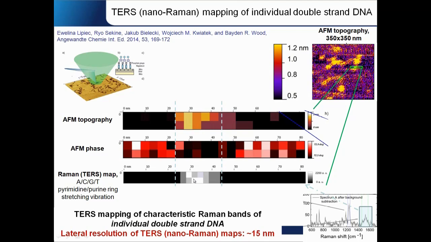That shows the reproducibility of the technique, and this is probably one of the first real two-dimensional TERS images of a DNA molecule, well correlated with AFM topography. The resolution of TERS imaging from this data can be estimated to be of the order of 15 nanometers. But the major thing again about this experiment is not only the resolution but the sensitivity of the technique.